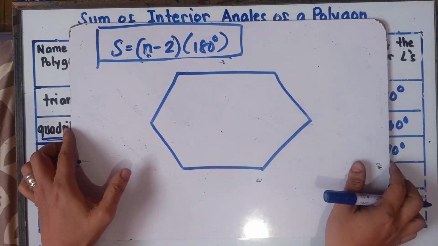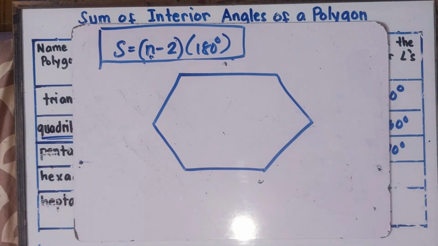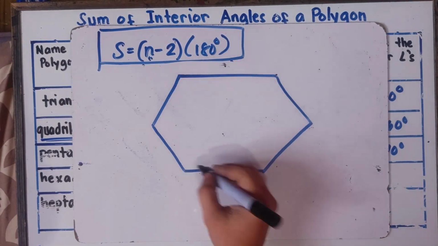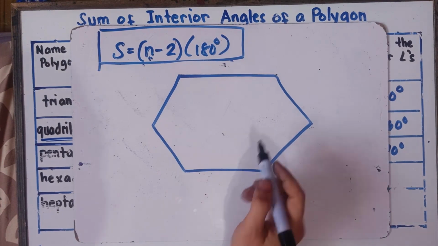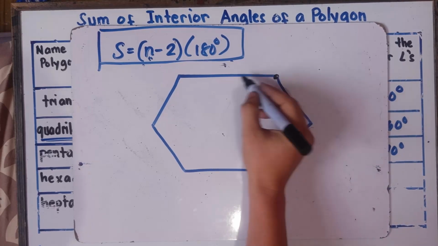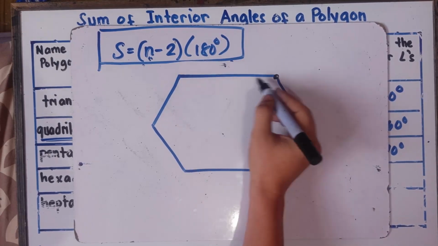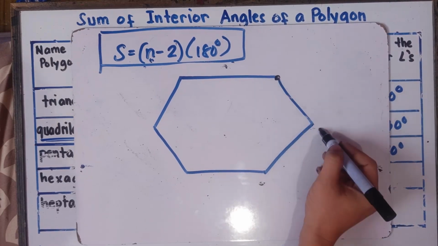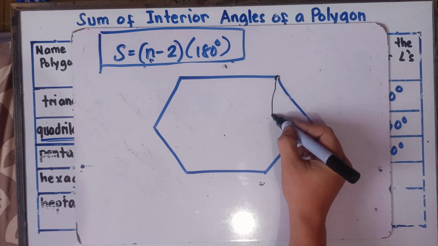Once again, class, you can choose any vertex. It's up to you, class. Which do you prefer? You can choose this one, here, here. Let's have this one, class. From a single vertex, can we draw a diagonal here? Is this a diagonal? Nope, next to each other. How about this one? Nope, next to each other. This is not a diagonal, class. How about this one? Yep. We can do this one.